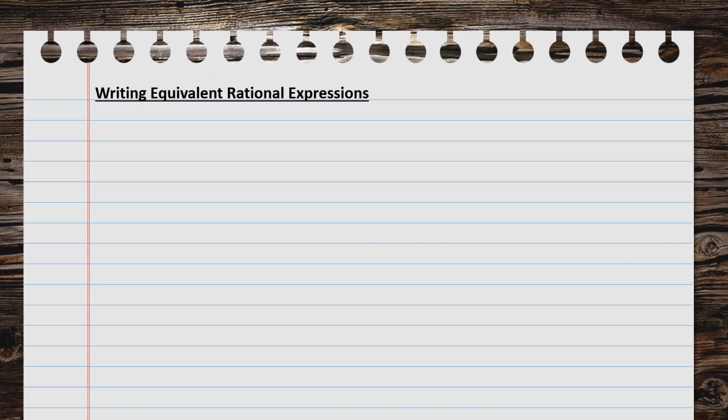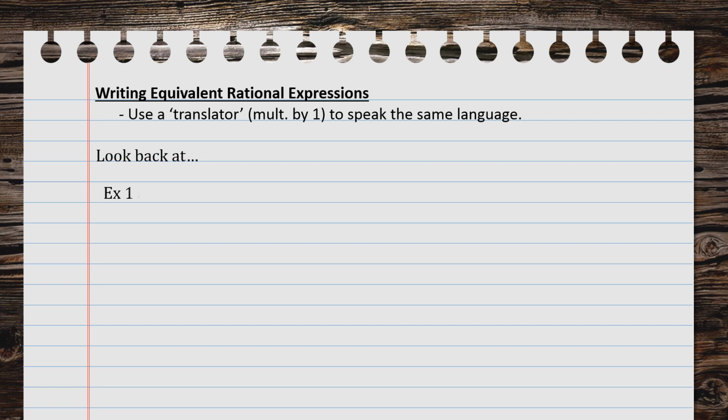Now we're going to look at writing equivalent rational expressions. We must use a translator, in other words, to multiply by a value of 1 so that the fractions can speak the same language. If we look back at example 1a, our original fraction was y plus 5 all over y squared plus 2y minus 3.